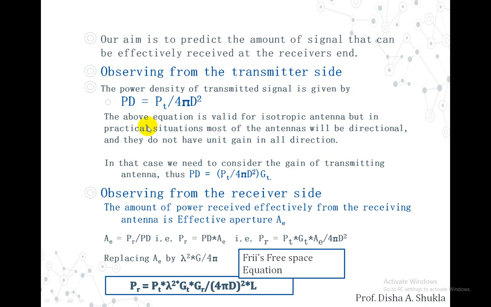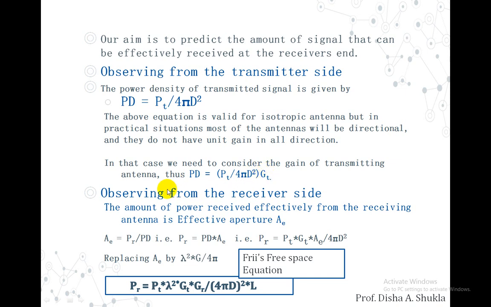Now this equation is valid only for the isotropic antenna, that is the ideal antenna. But in a practical situation, most of the antennas will be directional, and they do not have the unit gain in all the directions, that is they will not have the same gain in all the directions. So in that case we need to consider the gain of the transmitting antenna, and therefore PD is equal to PT upon 4 pi d square into GT.